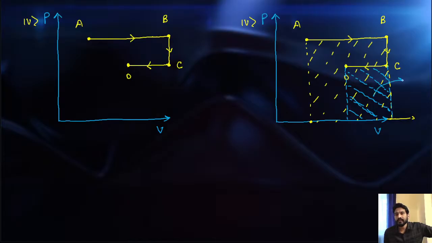So this is my work done, which is negative. Is it clear to you? The work done is here: first it is positive and then it is negative. Is it clear to you? So positive and negative work done gives me what? Zero work done. So from C to D, the positive work done and the negative work done will cancel out each other.